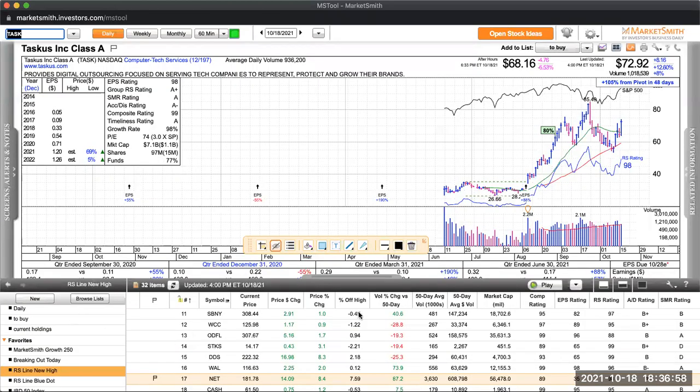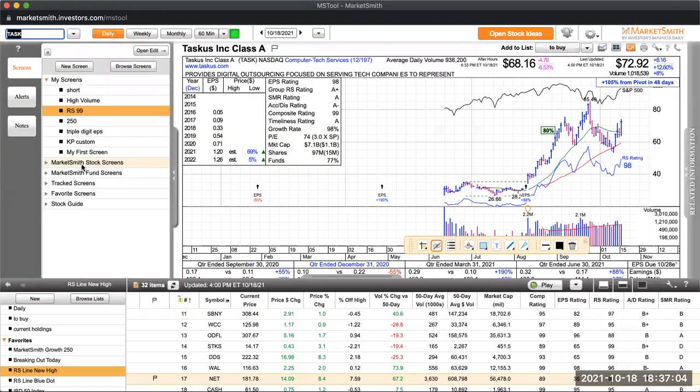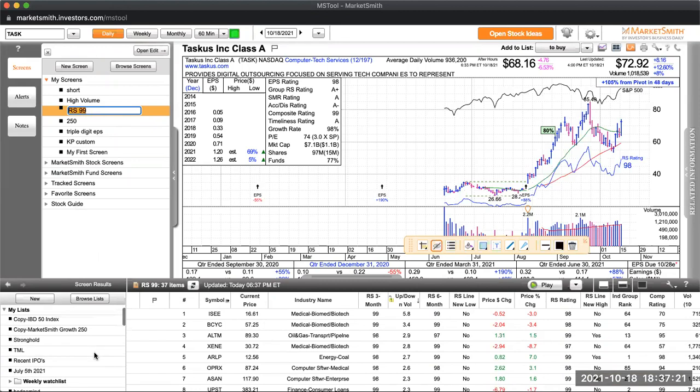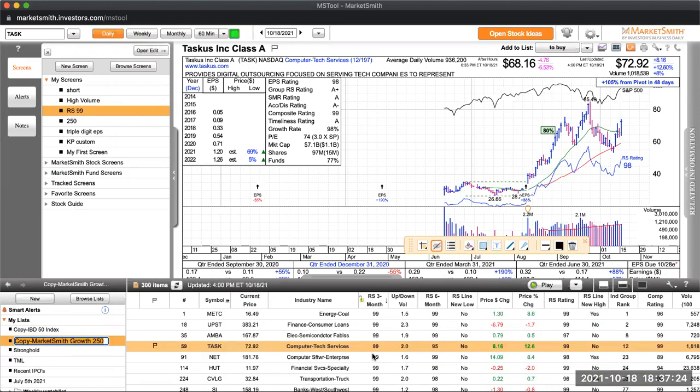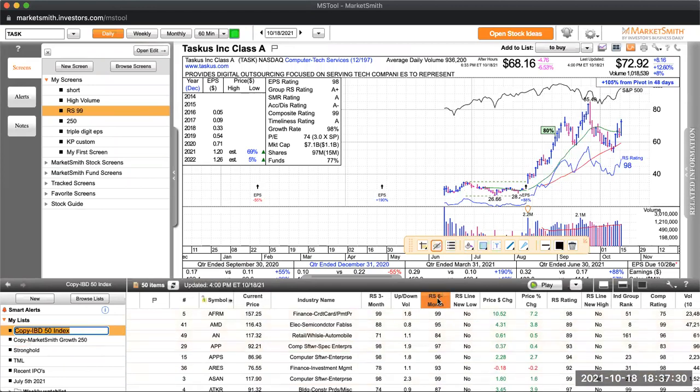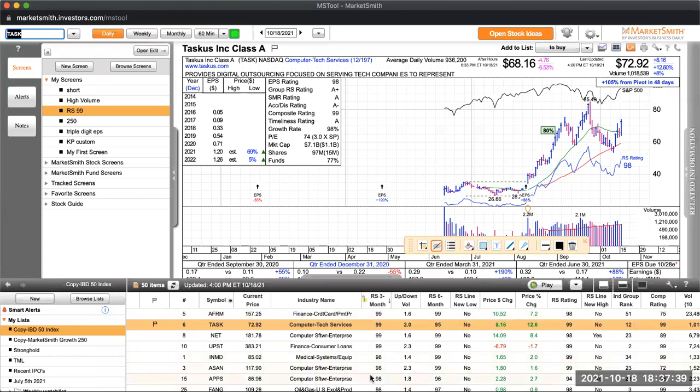So now I have a new screen. Can you guys see the MarketSmith? Yes, KP. So I'm doing everything that has a relative strength of 99. That's it. I'm looking at this one, and also the high volume, and probably the IBD growth 250, and also 50. I talk about relative strength all the time. I want to only trade the ones that have the most relative strength.